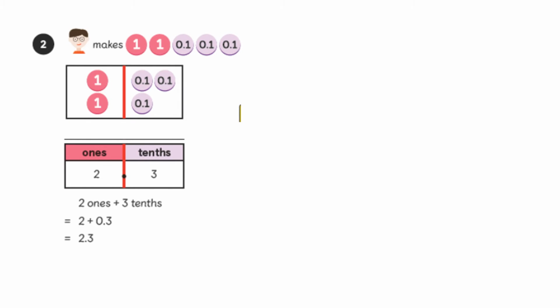Let's see if we can work out what number Richard has made using the counters. If you have a look at the place value chart, you can see that he's put 2 ones counters in the ones column and also 3 tenths counters in the tenths column. And we would write that as 2.3. We know that we've added 2 ones and 3 tenths, and our number sentence would be 2 plus 0.3, giving us 2.3 as our answer.